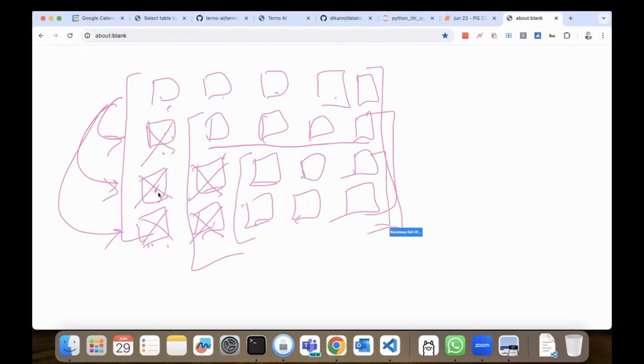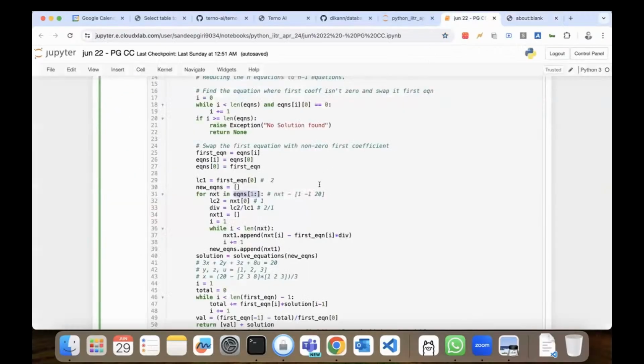And using the first equation, we eliminated this variable. Now you're left with 1 variable. This is a 1 variable equation. And once we solve this, we find this value. We solve this variable. We basically solve these 2 variables. Using these 2, we solve these 3. And then using the 3 variables, we solve the 4 variables. Okay. And there we go.